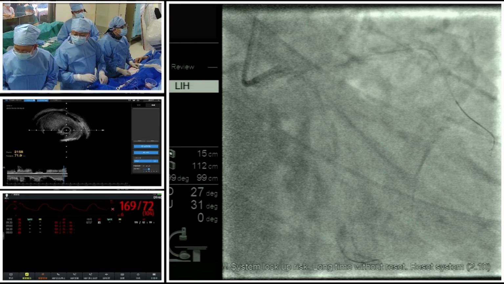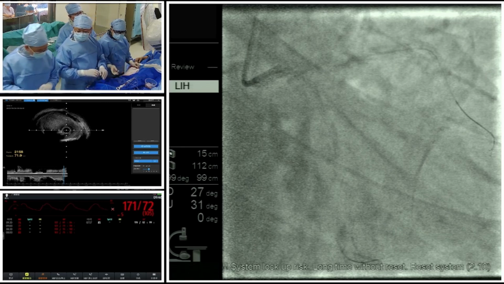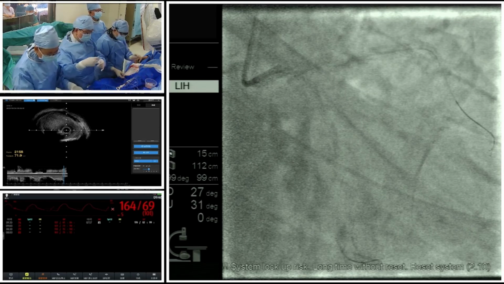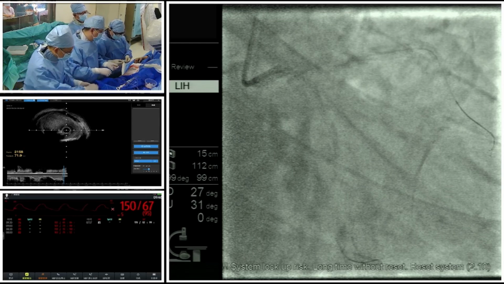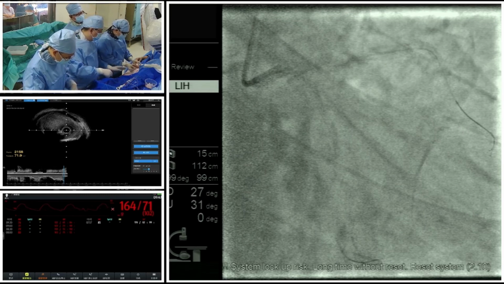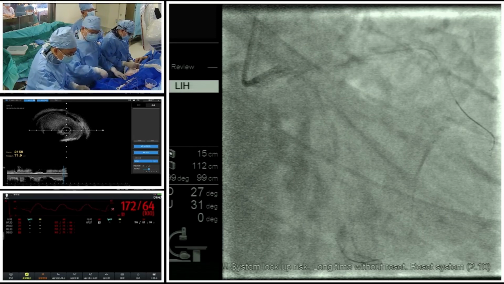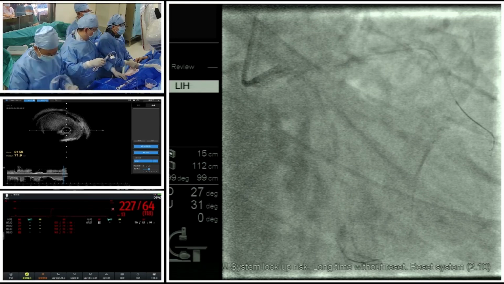So Dr. Gong, you put the first stent already, right? Yeah. Next we will implant the second stent. The second stent is 4.0 by 28. Did you protect the circumflex? Yes.